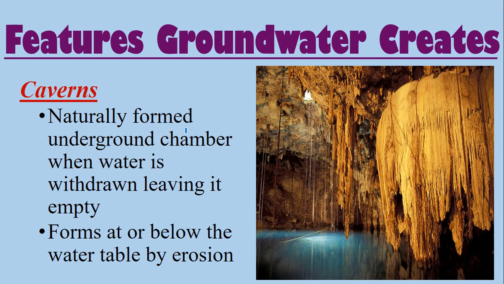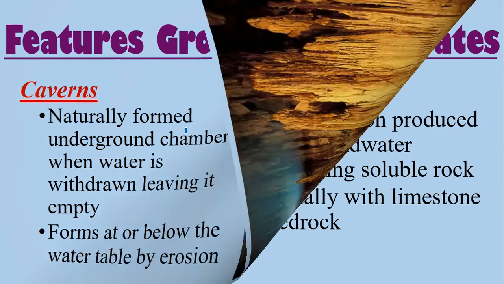Features that groundwater can create. One is caverns. These are naturally formed underground chambers when water is withdrawn, leaving it empty. So water is in there. It kind of takes away some of the minerals and deposits in there through erosion, and it leaves this little empty space. Well, when water retreats out of it, you get a cavern. That's kind of like a cave. It can form at or below the water table by erosion.